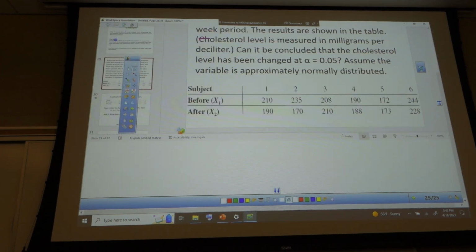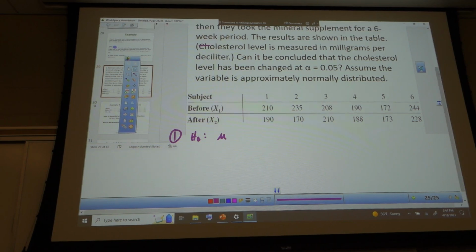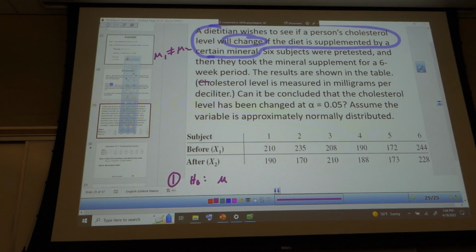So here, step 1, h naught is at mu. Okay, so we're looking at the differences. So here it's going to be mu d is not equal to 0. So everybody kind of, this leads to that. Yep.